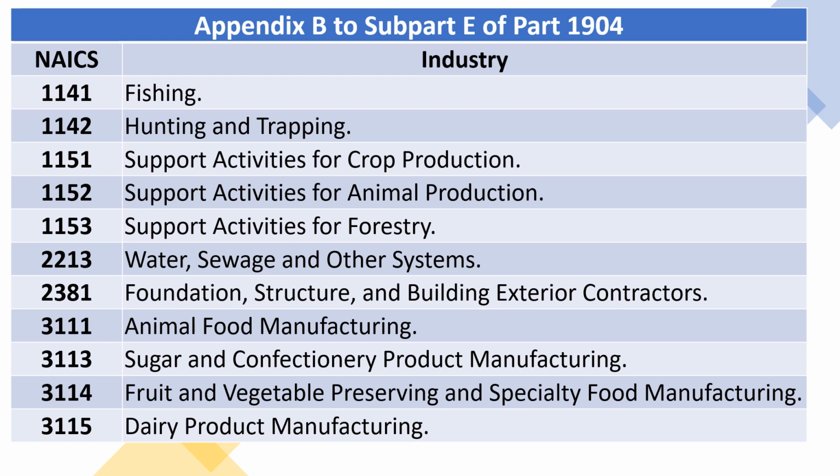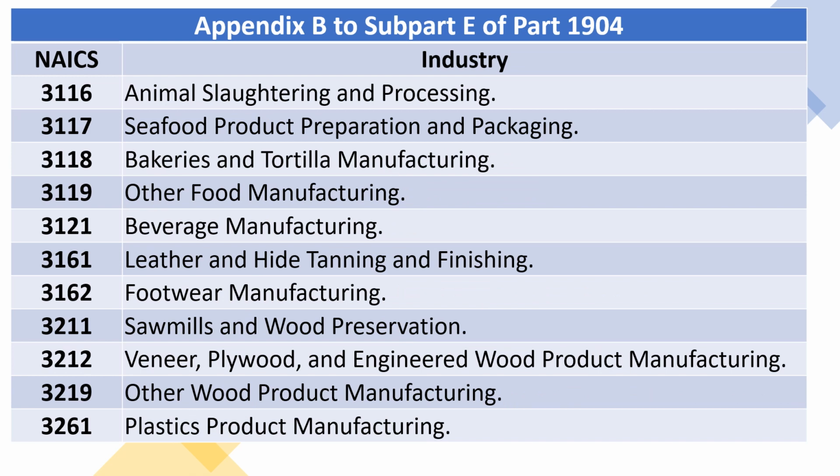3111. Animal food manufacturing. 3113. Sugar and confectionery product manufacturing. 3114. Fruit and vegetable preserving and specialty food manufacturing. 3115. Dairy product manufacturing. 3116. Animal slaughtering and processing. 3117. Seafood product preparation and packaging. 3118. Bakeries and tortilla manufacturing. 3119. Other food manufacturing. 3121. Beverage manufacturing.